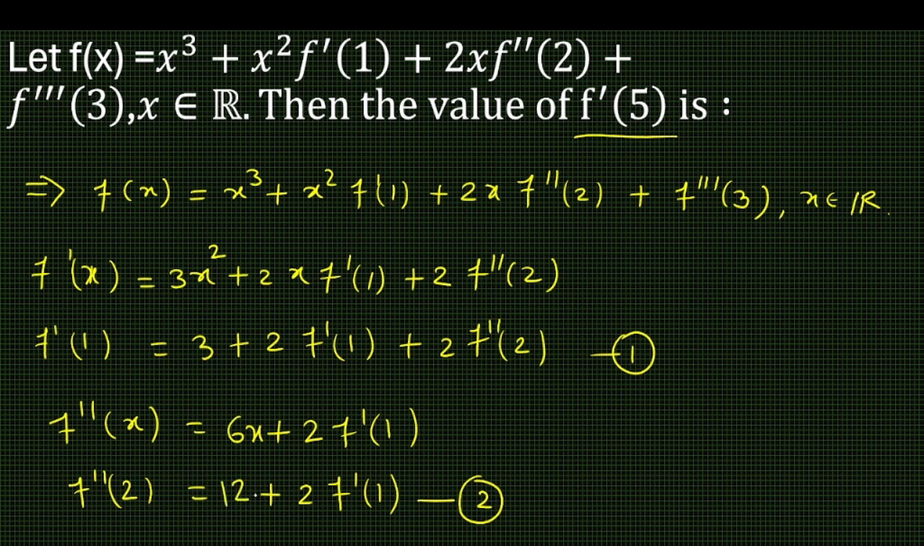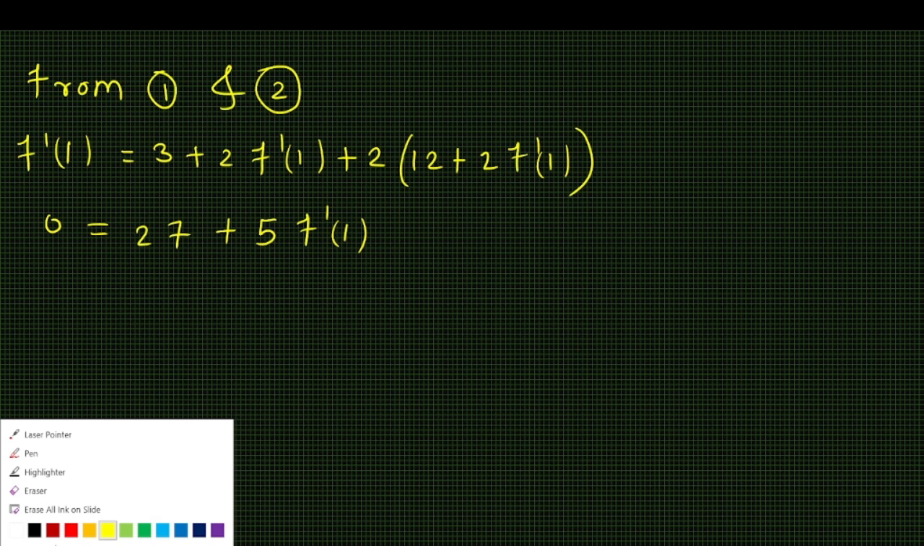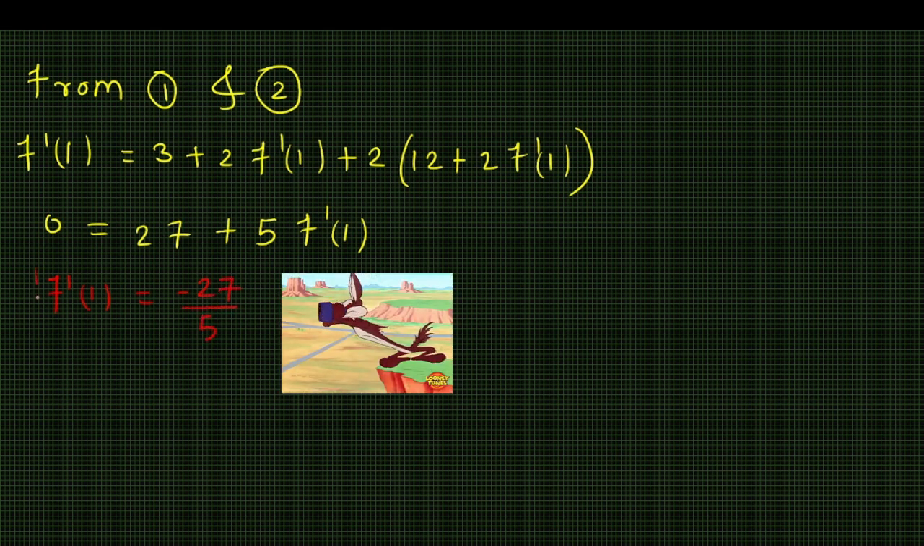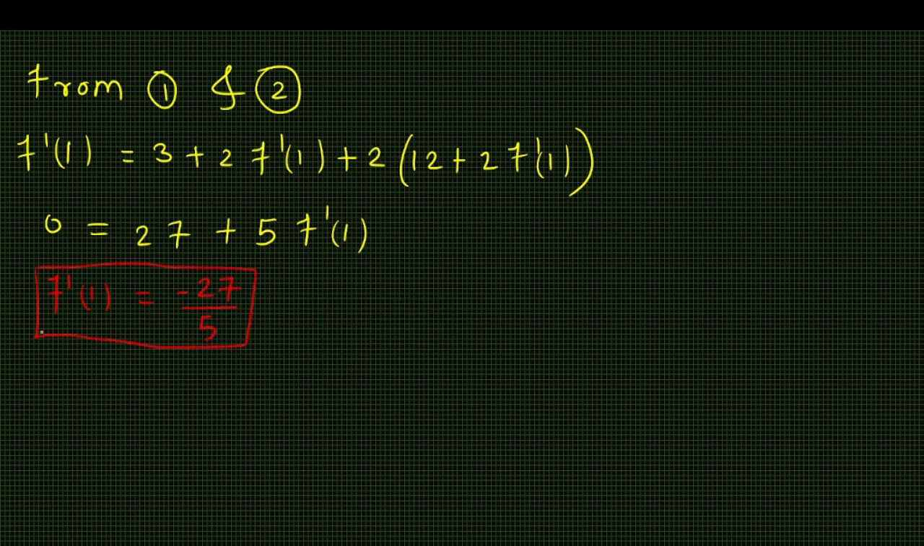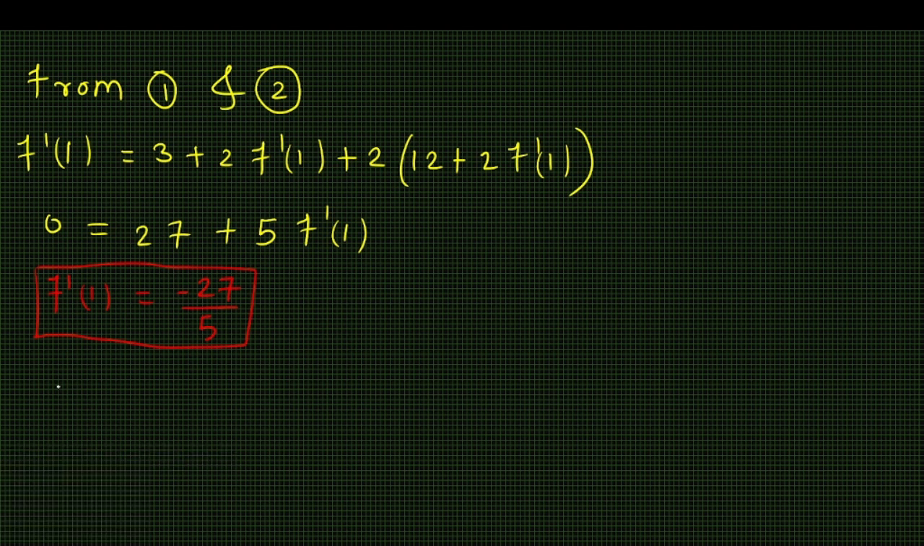So let's simplify for f'(1). 0 = 2 + 4 f'(1) + 5 minus 6 minus 1... 5 f'(1) + 27. So f'(1) = -27/5. Now let's find out f''(2). So f''(2) = 12 + 2 f'(1). Let's put -27/5 for f'(1).